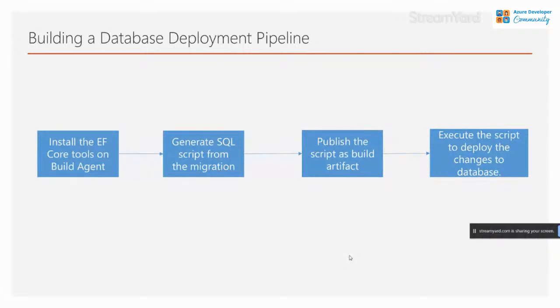First we will be installing the EF tools, like the one we did, but since it's already installed, let's ignore that. Then we will use the EF migrations command to generate the script. Then we'll publish the script as a build artifact. Why do we need to do that? Because if you want to keep the deployment in a different release pipeline, then we need to publish that script as a build artifact. Only then will you be able to access the script.